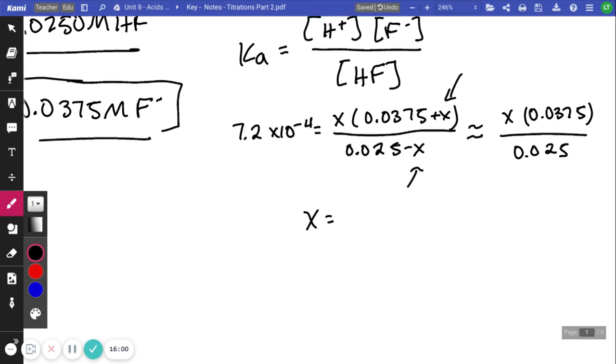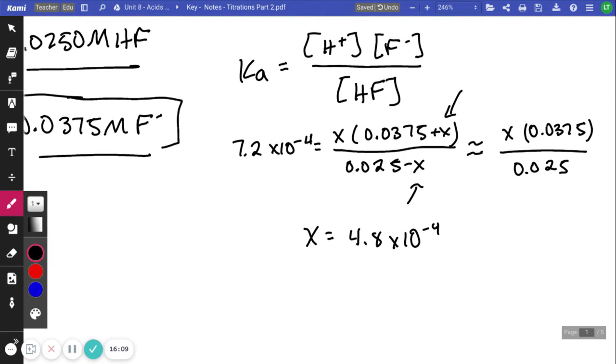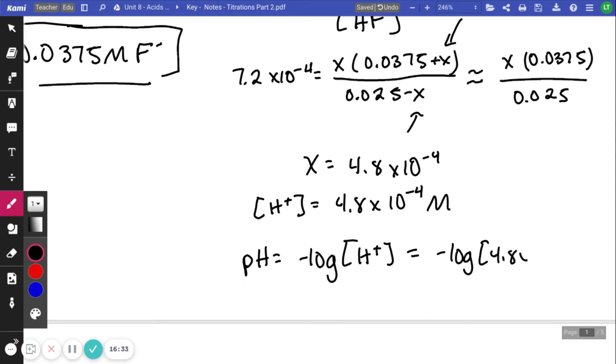And when I solved for X, I got 4.8 times 10 to the negative fourth. So from our equation, X is equal to our hydrogen ion concentration. So our hydrogen ion concentration is equal to 4.8 times 10 to the negative fourth molar hydrogen. So the question asked for my pH. So my pH would be equal to the negative log of my hydrogen ion concentration, which is 4.8 times 10 to the negative fourth. So when I plug that into my calculator, I get 3.32.